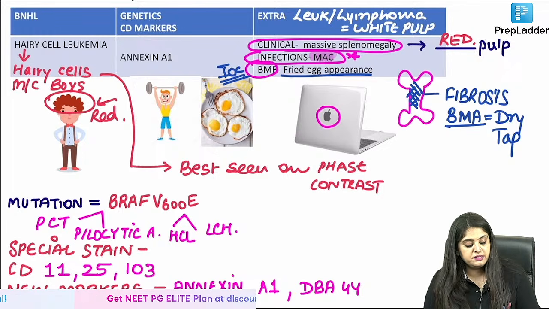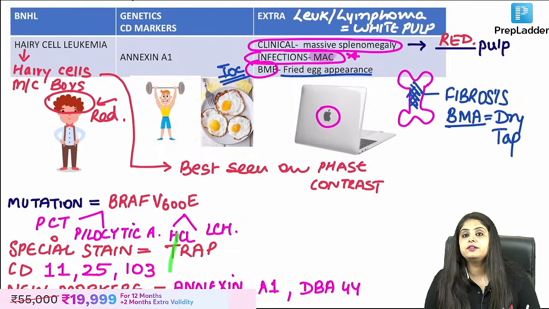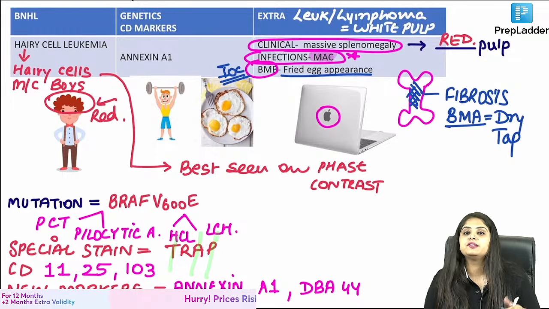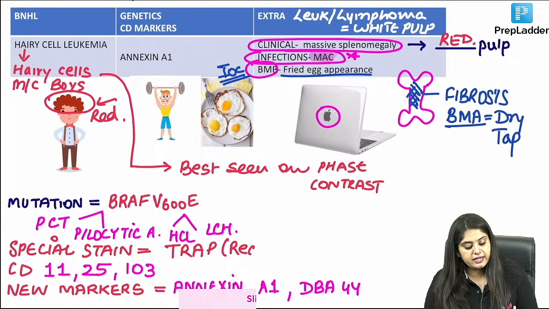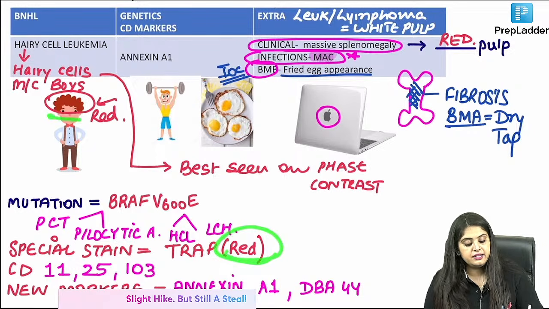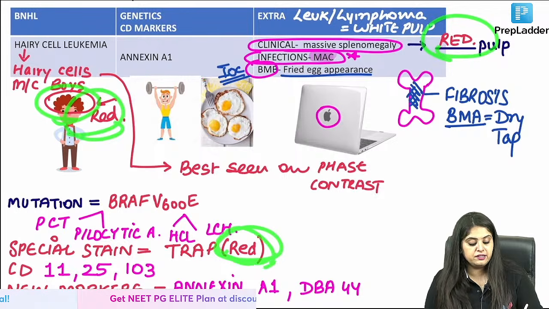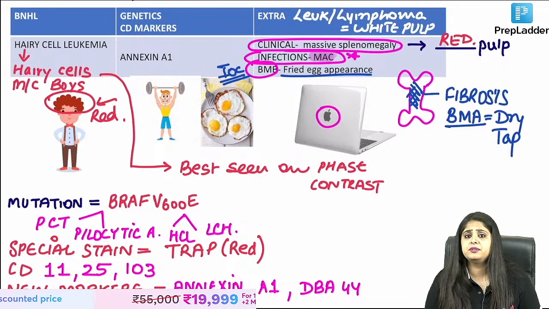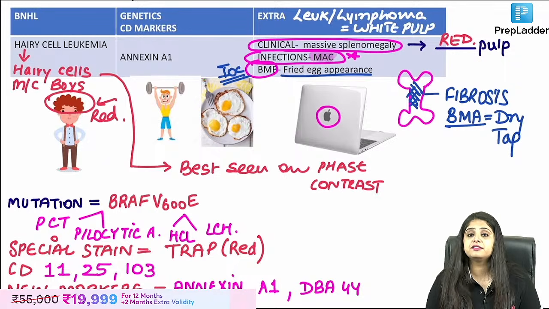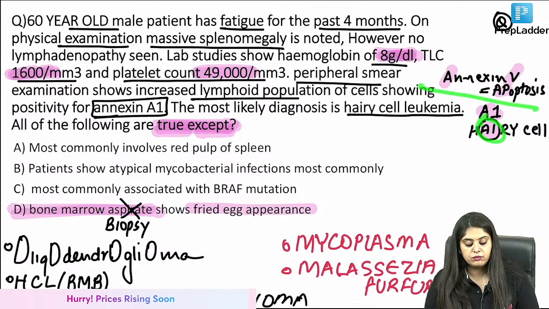What is the special stain? Special stain is going to be TRAP. TRAP stands for, who asked me this question? Dr. Sangeeta. It is tartrate resistant acid phosphatase. It's basically measuring an enzyme, acid phosphatase, and TRAP also gives you a red color. Hence we learn it as a red color TikTok boy, because red is the pulp that is involved in the spleen and red is the color that you get with TRAP. Is that okay? Annexin 5 doesn't come here. Now I've told you, Dr. Gaikwad, annexin 5 is for apoptosis. That's different. This is annexin A1. Wo to alag question tha.